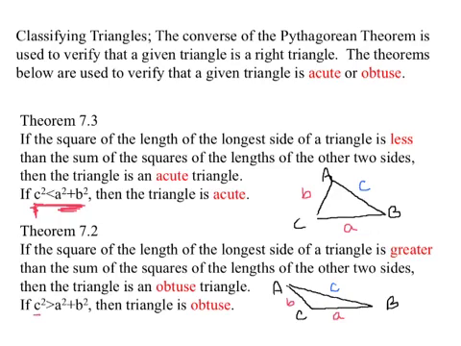So if the square of the longest side is greater than the sum of the squares of the other two sides, then it's obtuse. I wrote these two things on my homework as I was doing it to help me remember. Less than is acute, greater than is obtuse.